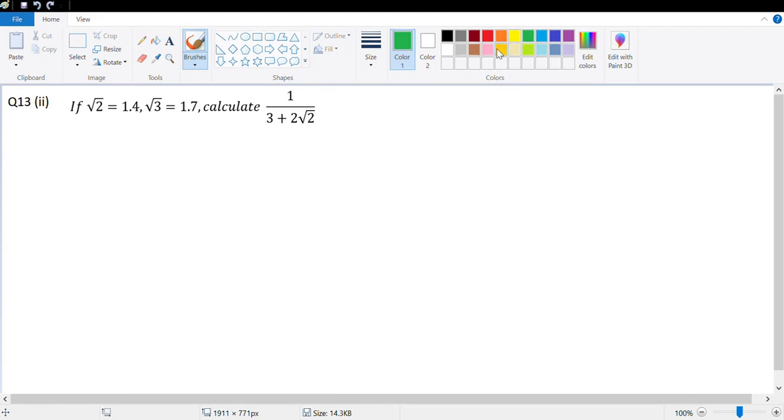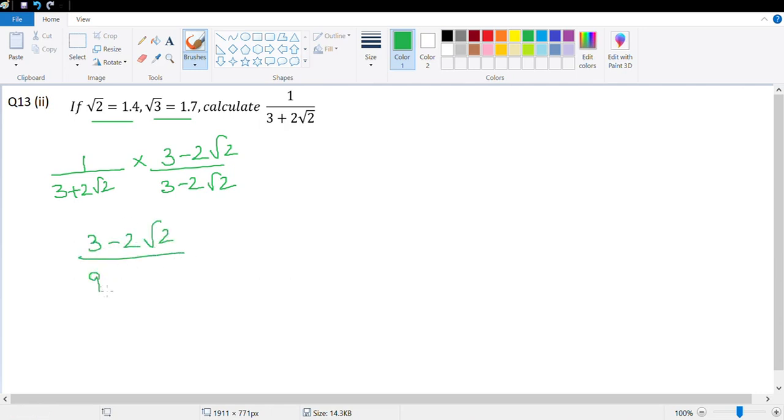It says if root 2 is equal to 1.4, root 3 is equal to 1.7, calculate 1 upon 3 plus 2 root 2. So rationalize it. 1 upon 3 plus 2 root 2 would be rationalized with 3 minus 2 root 2 upon 3 minus 2 root 2. That's equal to 3 minus 2 root 2 upon 3 square, that's 9, minus 2 root 2 whole square, that's 8. So this is nothing but 3 minus 2 root 2. Put the values, 3 minus 2 into root 2 is 1.4. So that's equal to 3 minus 2.8. So this value is equal to 0.2.